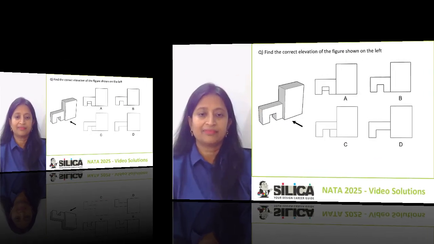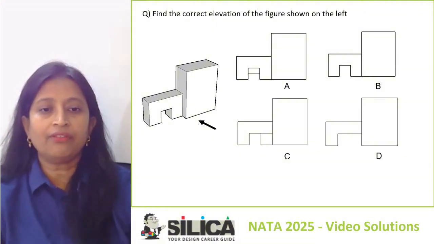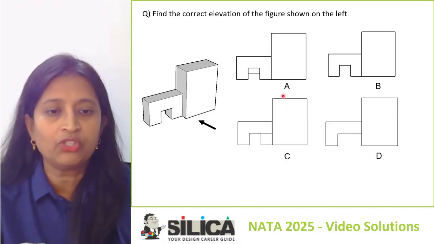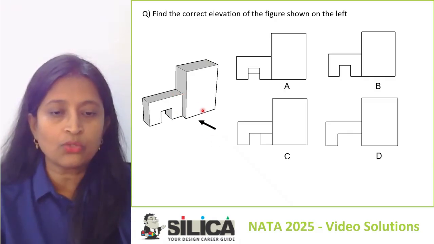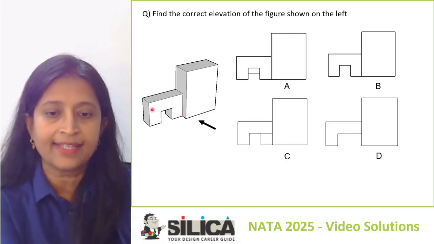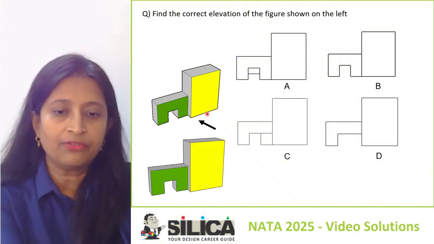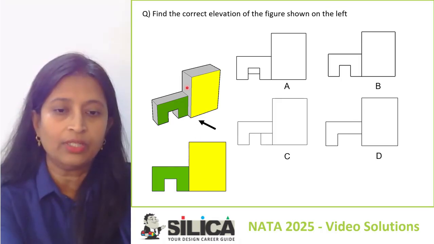Thank you. Hello students. So let's do this question of Nata 2025 paper, which is saying find the correct elevation of the figure shown on the left. So there is a figure shown on the left and you have to find out which one is the correct elevation for this figure from this side. So if you mark this as separate color, it will be something like this. Now the elevation, if you see, it will be something like this, right? So you will be seeing this face, because you're seeing from front, so you will be seeing only this green face and only this yellow face.